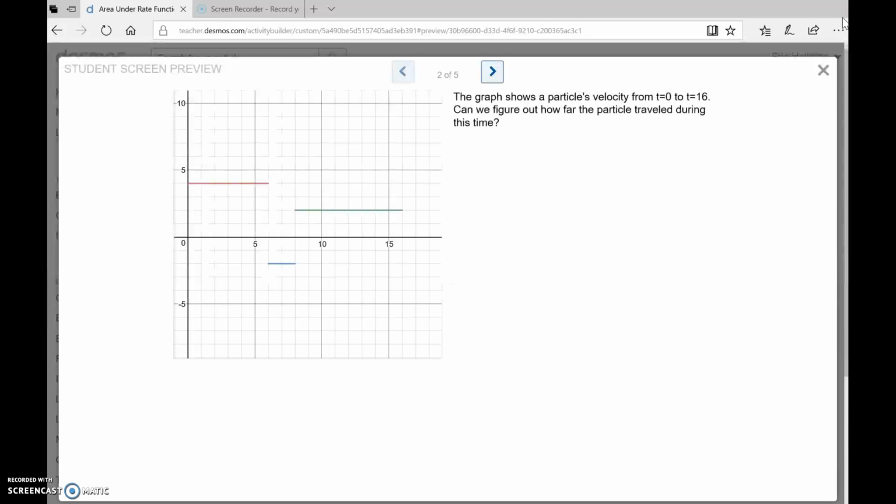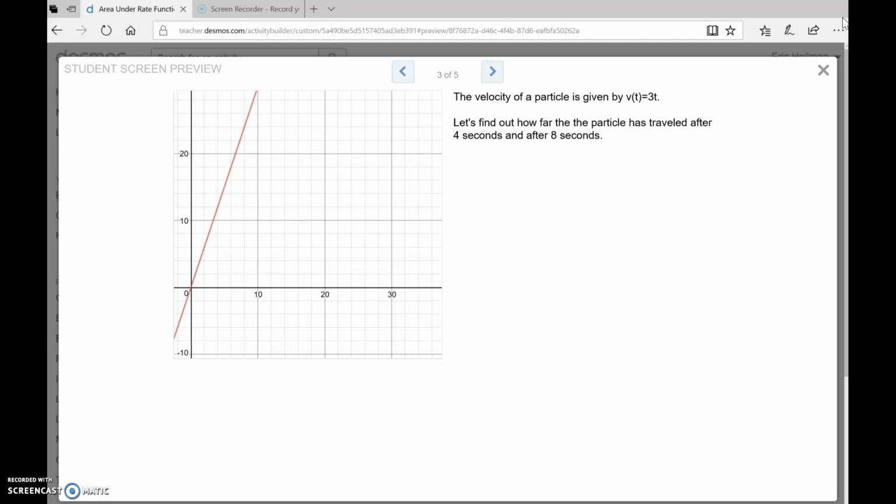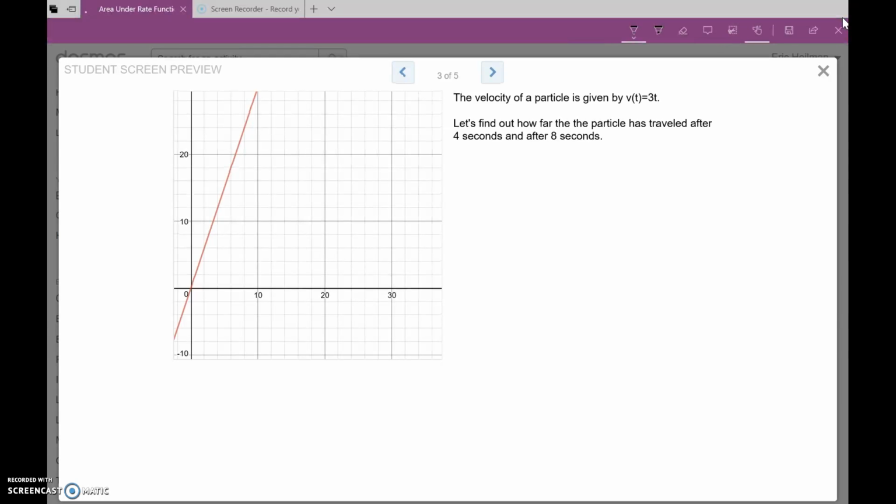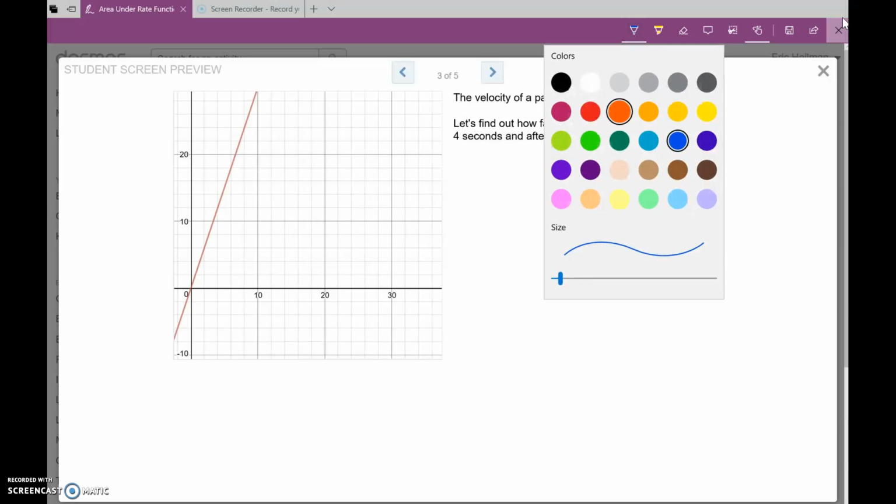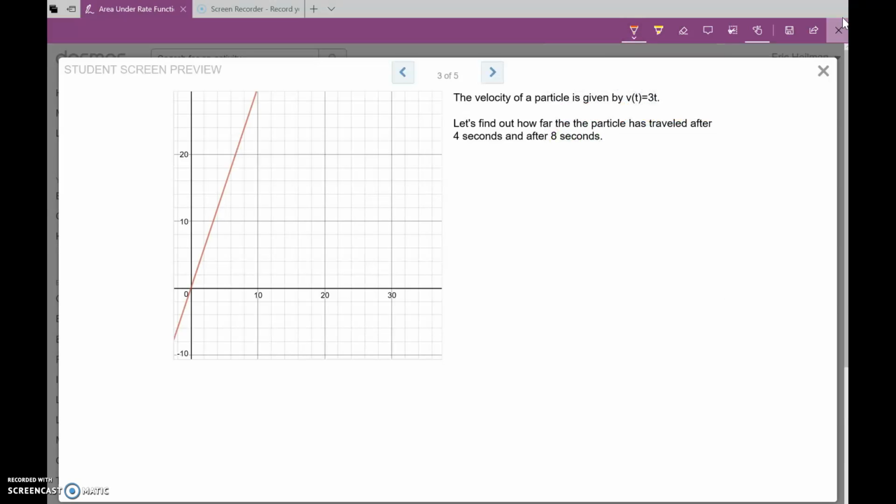Okay, on the next slide we have a slightly more complicated velocity function. Here, the velocity of a particle is given by the function 3t. Let's see how far the particle has traveled after 4 seconds and then after 8 seconds. At 4 seconds, I think these little squares are each 2. Okay, so this is t equals 2.